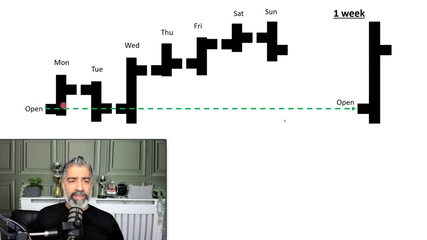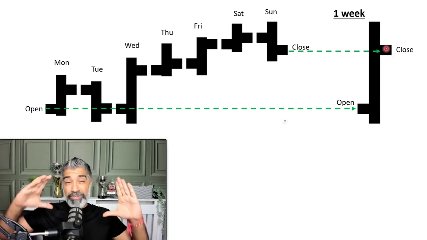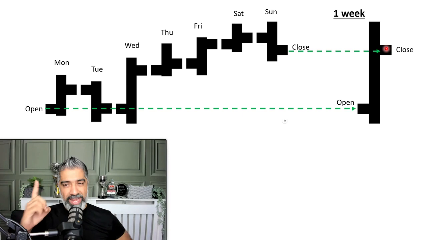So Monday over here, the week opened, and that is represented by this dash on the left-hand side. Then we have Sunday. On Sunday, we have this dash on the right, and on the weekly bar it is represented by here, the closing price of the week. So we're encapsulating 7 days worth of data in one bar.